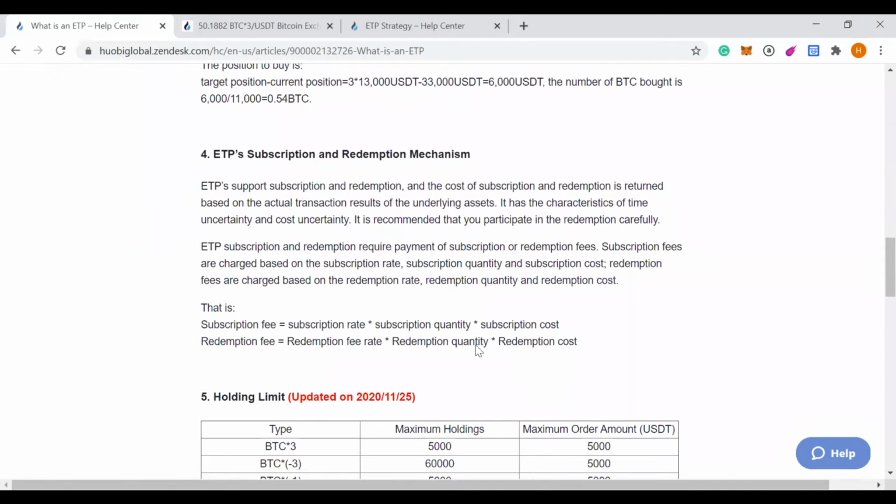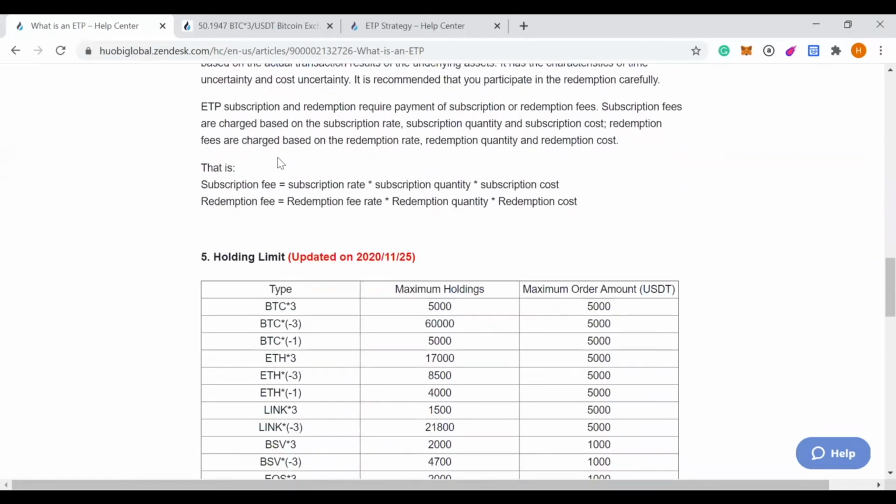How this is determined in the redemption mechanism is: the subscription fee equals the subscription rate times subscription quantity times subscription cost. I know this may be a little bit hard to understand, but just take it as this isn't something that you need to look at for a long-term play. This is going to be more of a short-term play. So every time you trade these products, you need to think about there's a redemption period and there's also a subscription period. Okay, these are the holding limits.